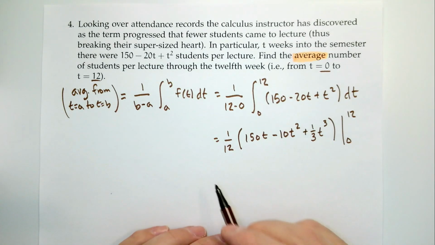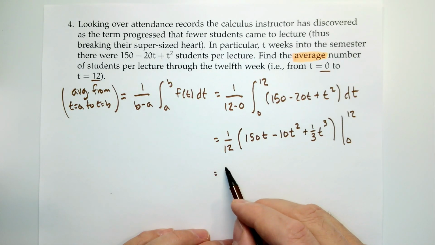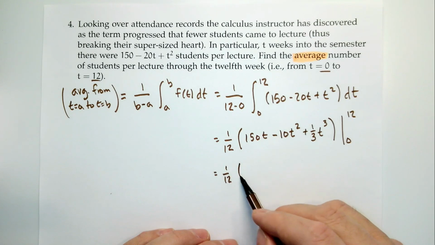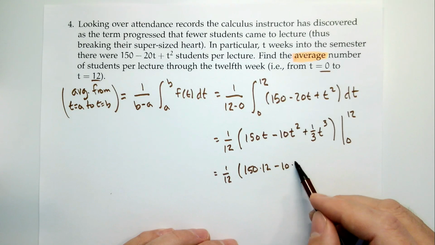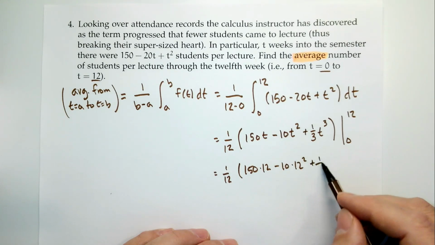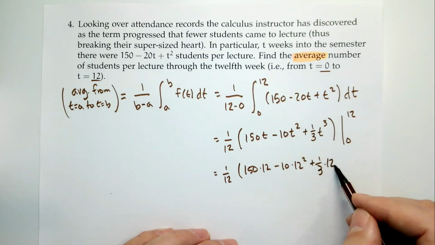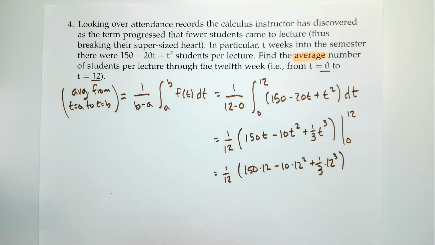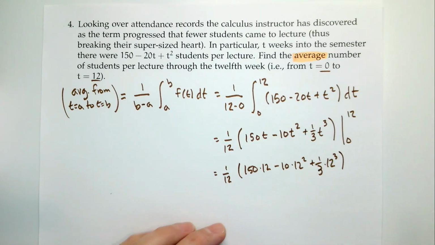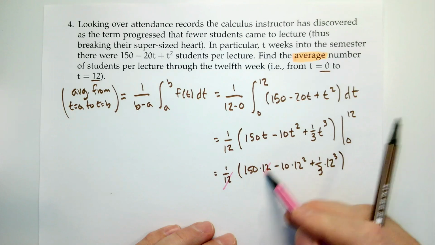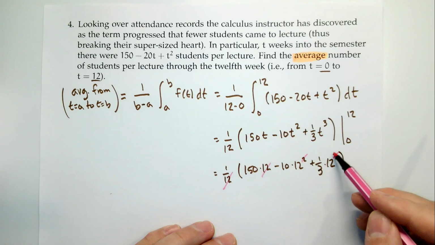When we evaluate things at 12, we get 1 over 12, then 150 times 12 minus 10 times 12 squared plus 1/3 times 12 cubed. And notice the 12 I can actually divide in. If I divide in the 12, that's going to make things simpler. So I'll get 12 to the 1, and this will be 12 squared.